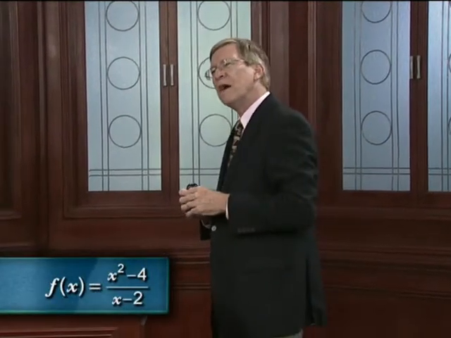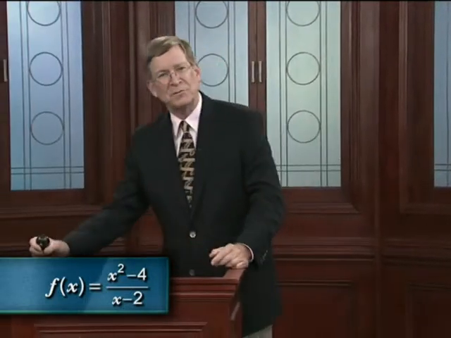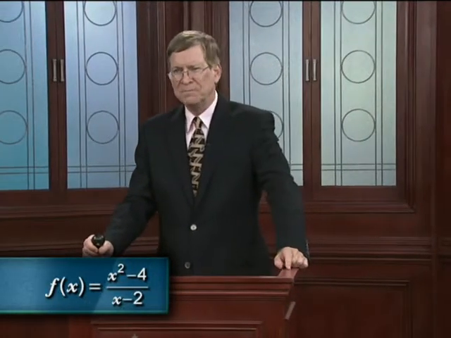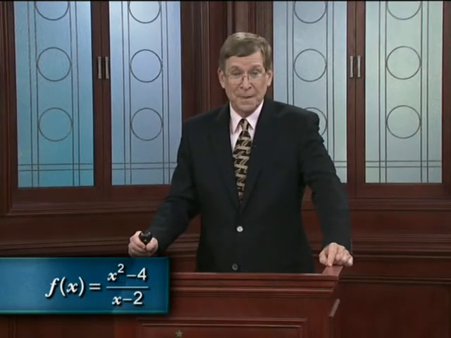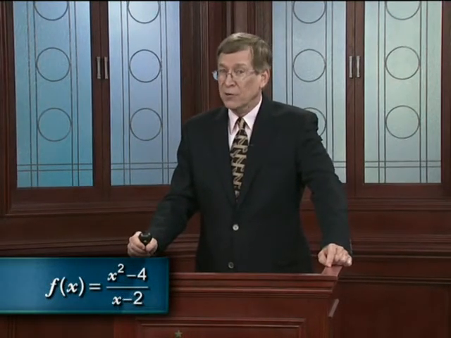Let's take it up a notch. Let's look at a trickier example. Vertical asymptotes have a little bit more to worry about here. Here's a function, x squared minus 4 over x minus 2. It's a rational function. The domain is clearly all x except for 2. What are the vertical asymptotes? Well, you might think x equals 2 because the denominator vanishes at 2.